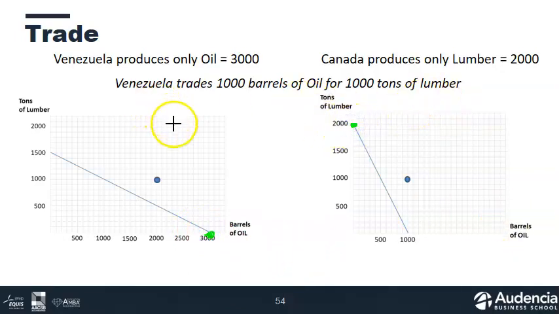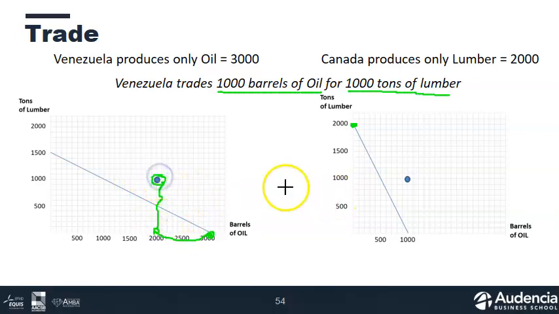And what they can do is they can now start trading. Venezuela can trade, let's say, 1,000 barrels of oil to Canada in exchange for 1,000 tons of lumber. Well, what happens? We give up 1,000 barrels of oil. We're in Venezuela, but in exchange, we get 1,000 tons of lumber, and we find ourselves at this point.